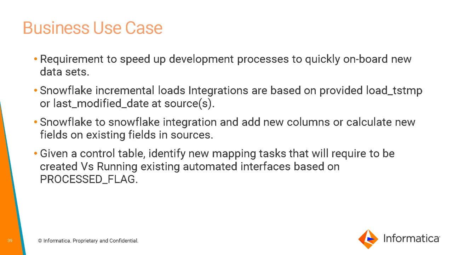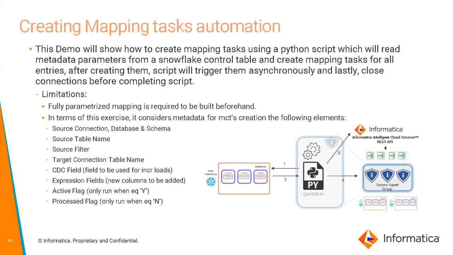Then next slide. This demo will show you how to create mapping tasks using a Python script, which will read metadata parameters from a Snowflake control table and create mapping tasks for all entries. After creating them, the script will trigger them asynchronously, and lastly will close all connections before completing the script. So a few limitations. A fully parameterized mapping is required to be built beforehand. For this sample, we're going to provide you one asset that can be imported into your IDMC org as part of the full exercise demo.